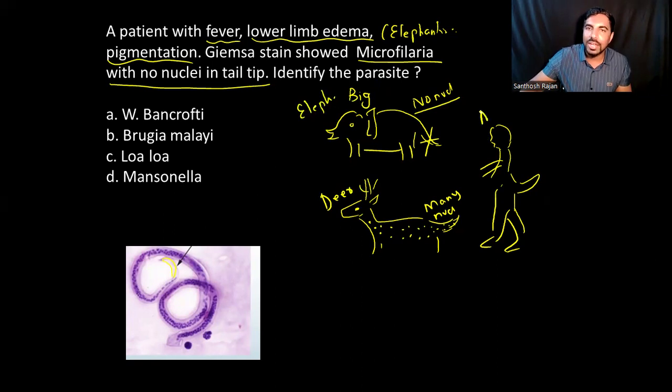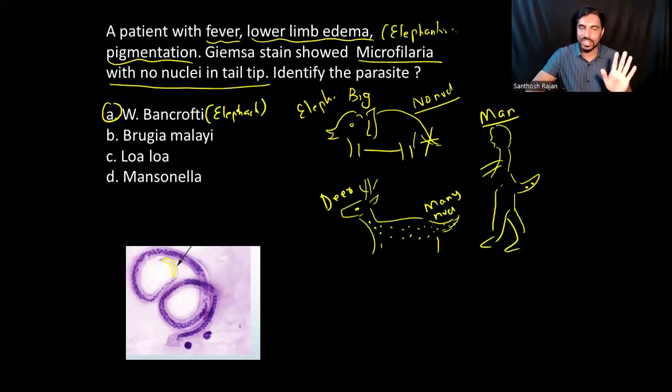And man is always boy and girl, so just two nuclei, boy and girl. So what I want to say is, no nuclei: Wuchereria bancrofti, which causes elephantiasis. Don't forget the disease name, okay? Elephantiasis is caused by Wuchereria bancrofti. Your answer is got it.